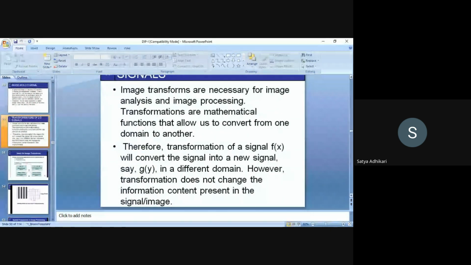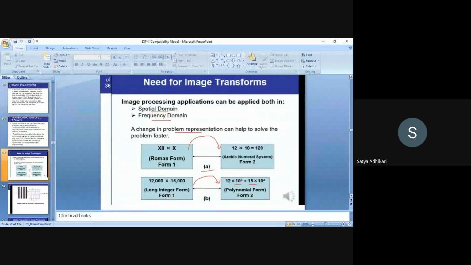So why do we need transformation? My question was, why do we need transformation? Come to the next slide. You see here. Forget about image transformation for now. A change in problem representation can help to solve the problem faster.